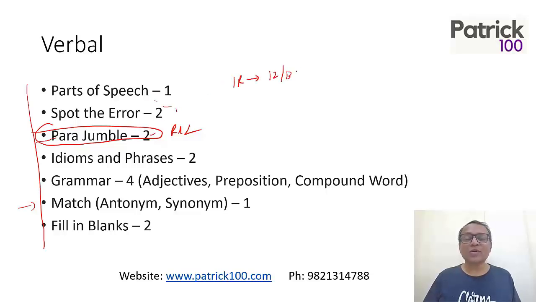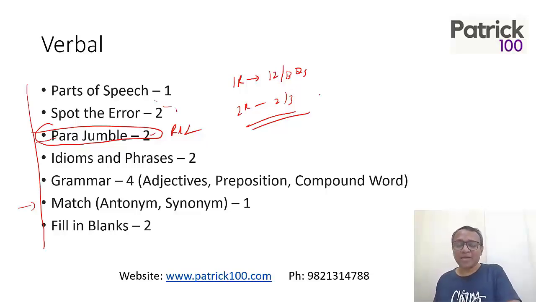So 12 to 13 questions in the first round, and then if you have time, come to the second round where you solve the remaining 2 to 3 questions of the verbal section. That's how you plan the verbal. I'll come up with the overall plan in the later part, but this is the section-wise strategy.